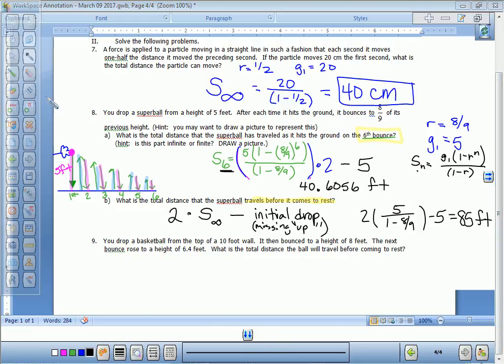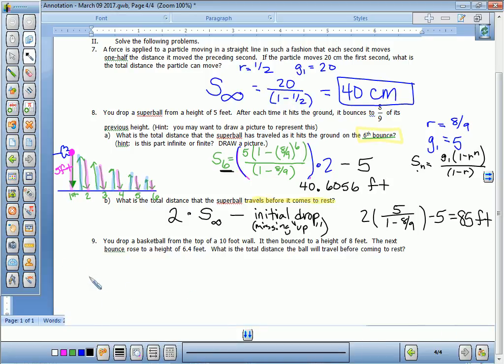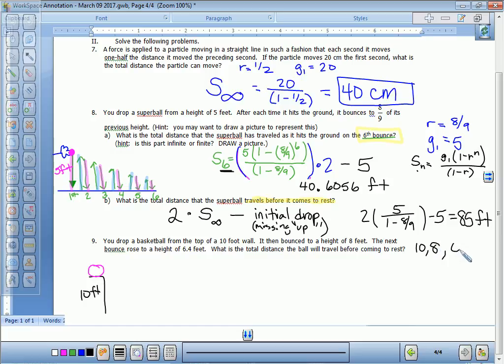Alright, so this last one is the same idea, except this time we're dropping a basketball off a wall. So there's my basketball. Here's my 10-foot wall. It doesn't actually state the ratio, but it says the first drop is 10. Then it only comes back up to 8. Then it only comes back up to 6.4.